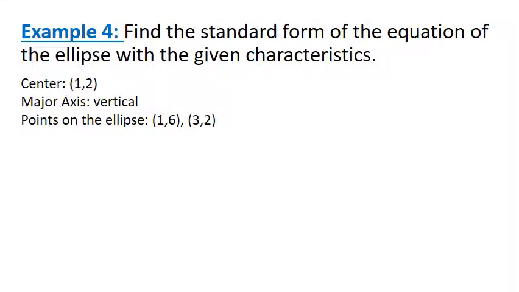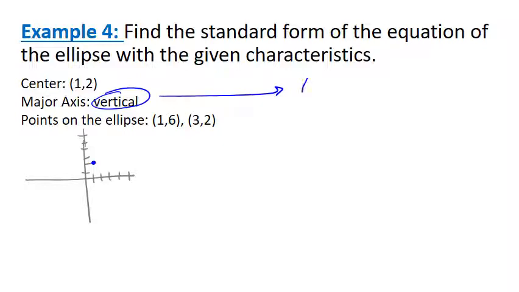We might see something like this for an ellipse as well. Here we're given some characteristics and we want to write an equation. So it tells us the center of our ellipse. The center of our ellipse is 1, 2, which is here. And it also tells us that our major axis is vertical. That's really helpful because if we know our major axis is vertical, we can jump right away to the standard form where the larger number is under the y.